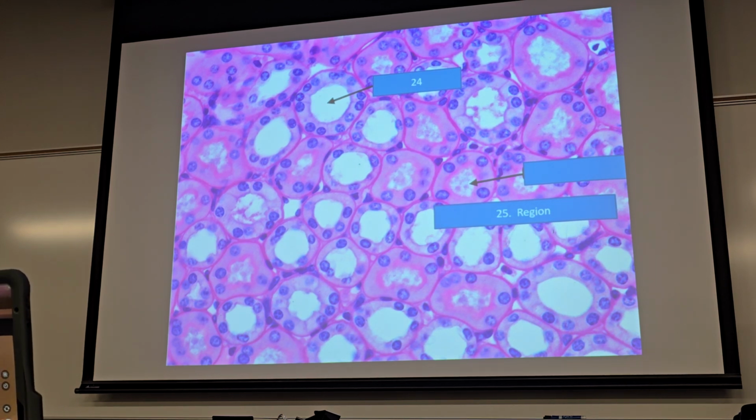Good. Okay. So what do you say if you had to take a shot at this? What is 24? DCT. It's a DCT. Okay, what is this one right here? P. And what region is that? Medulla. Okay.